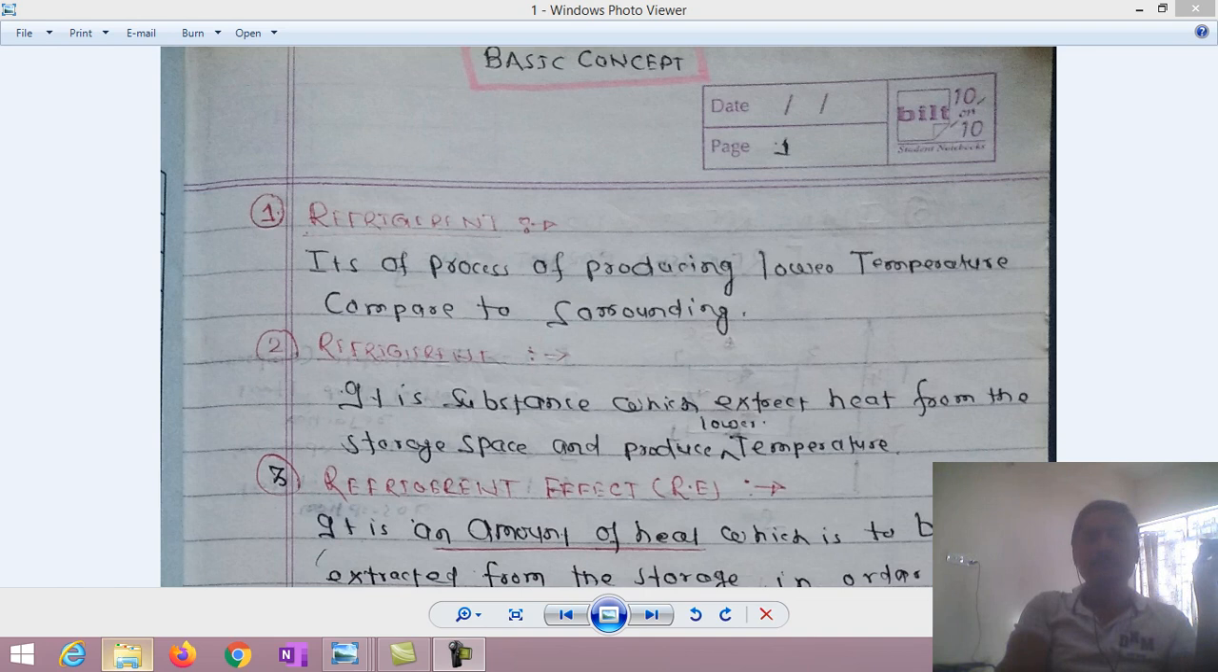So before starting the reverse coordinate reference system, first of all we need to understand some basic fundamentals so that it could be understood easily. First of all we need to understand what is refrigeration.